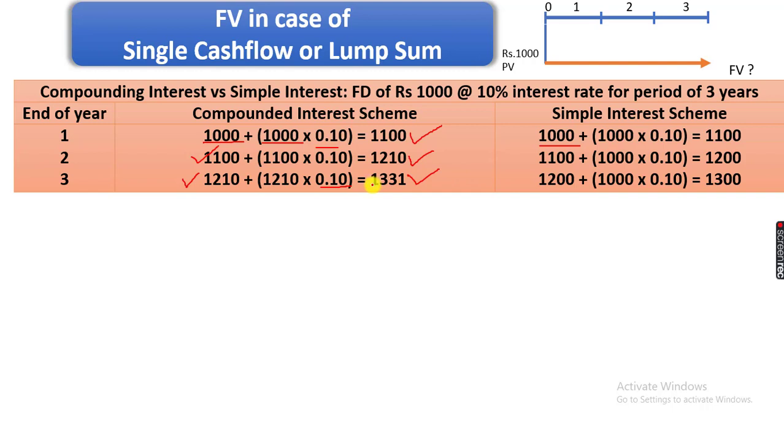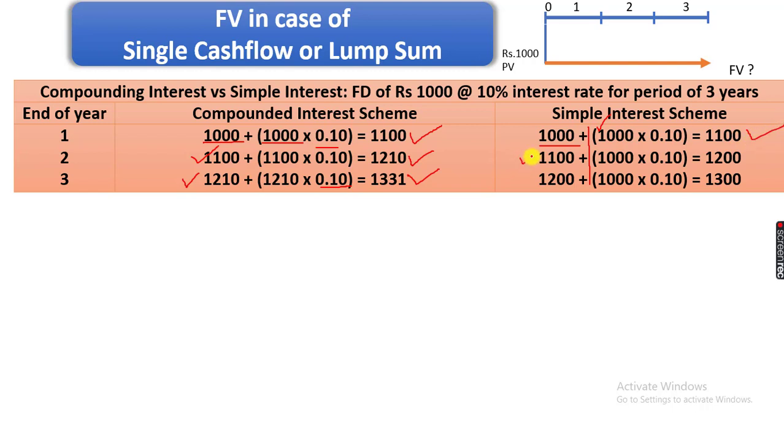So, 1000 rupees invested today, compounded for a period of 3 years at a rate of 10% will give us 1331 rupees. Whereas in the case of simple interest, for all the periods, we are just considering the basic principal, that is 1000 rupees, for the calculation of interest. Let us see this example. 1000 rupees invested today at 10% interest, 100 rupees is the interest. At the end of first year, the value of 1000 rupees is 1100.